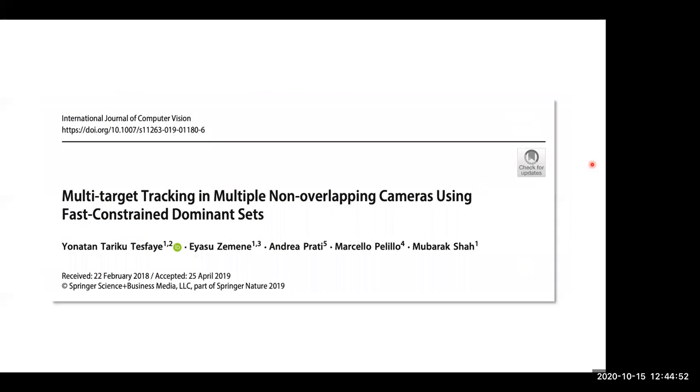Now, let me mention another very recent paper. We published this paper last year, where we used the notion of constrained dominant set for a completely different problem. Actually two problems, to tell the truth, which are very classical problems in computer vision. One is tracking, or in particular, multi-target tracking with multiple non-overlapping cameras. And a version of this problem is person re-identification, which is related to tracking.